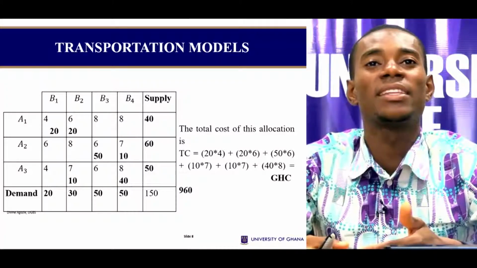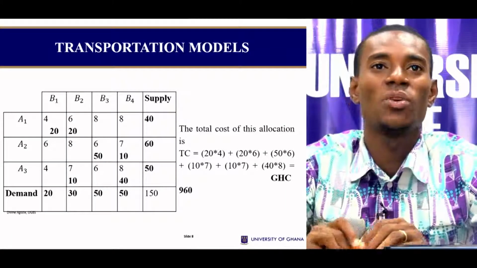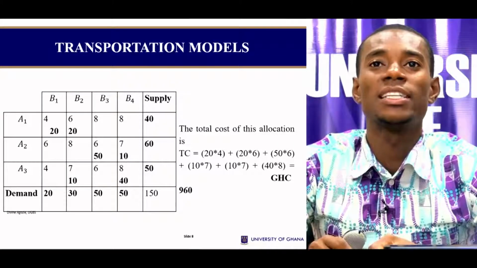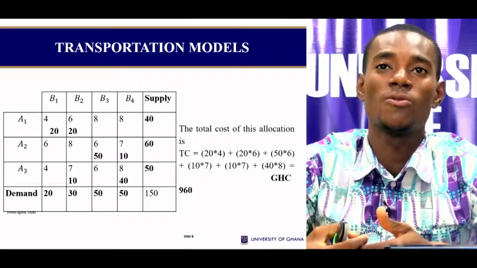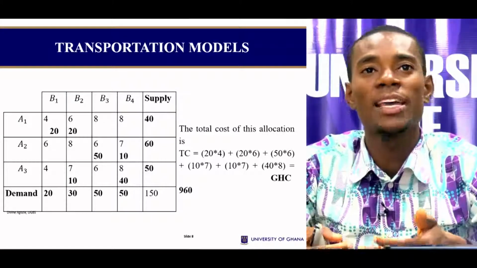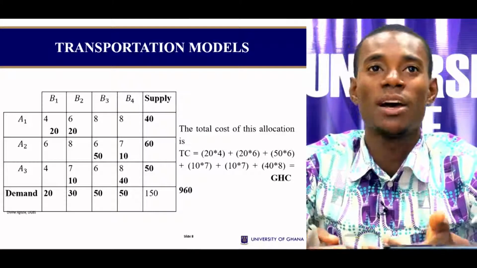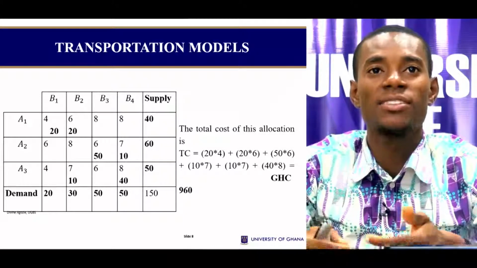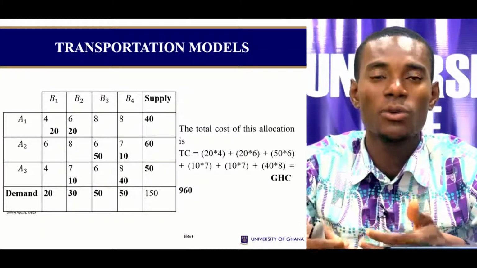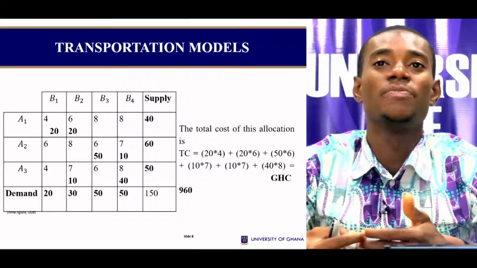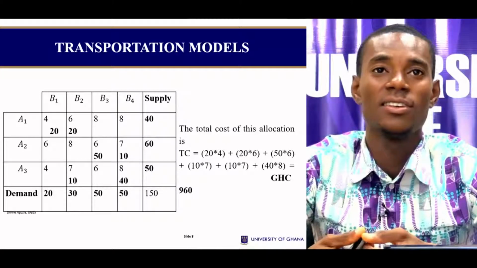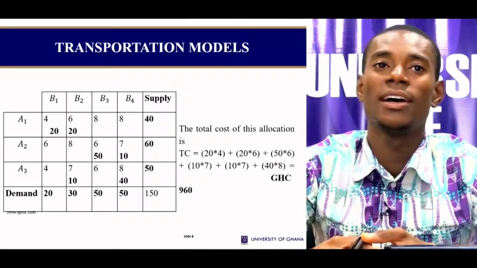have been made. You notice that by the time you are done, you would have allocated a total of 150. If you sum all the allocations in there, you notice it. And then when you are done, just like we did before, we find the total cost of each allocation. Take the cell in which you made an allocation, multiply it by the unit cost of that cell. So 20 by 4, 20 by 6, 50 by 6, 10 by 7, 10 by 7 again, and then 40 by 8. And we sum all these, and whatever this gives us, in our case, we had 960 Ghana cedi. So that is the total cost for this allocation.